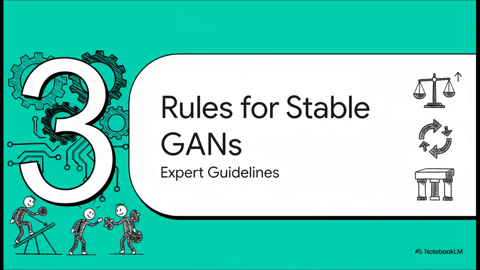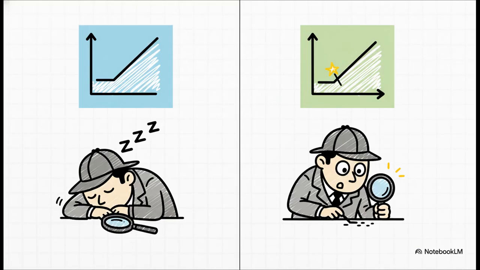Now, I gotta tell you, getting this game to work right is notoriously tricky. It's a really delicate balancing act. If the detective, the discriminator, gets too good too fast, the forger just gives up. But if the forger finds one little trick to fool the detective every time, it stops learning anything new. So to keep the training stable, researchers have come up with some key guidelines. Now, these rules aren't just random suggestions. Each one is there to solve a real problem.